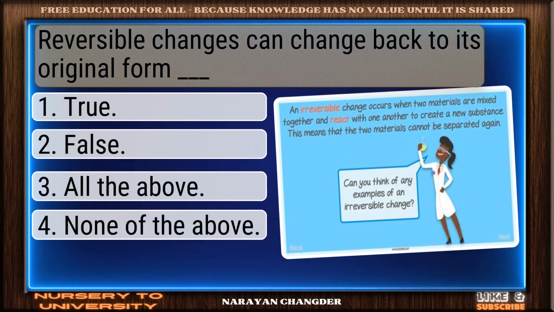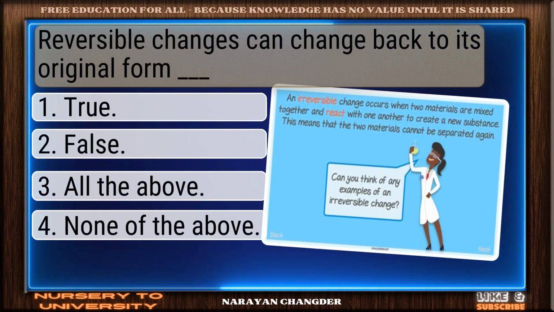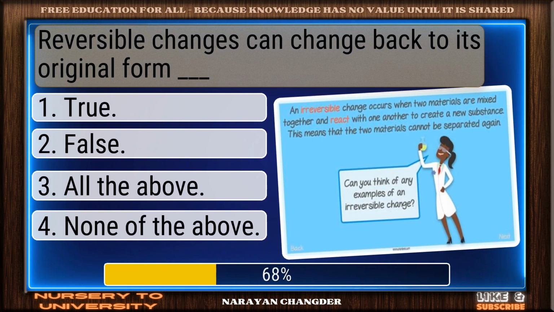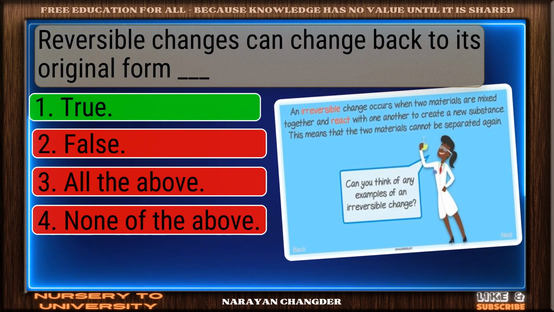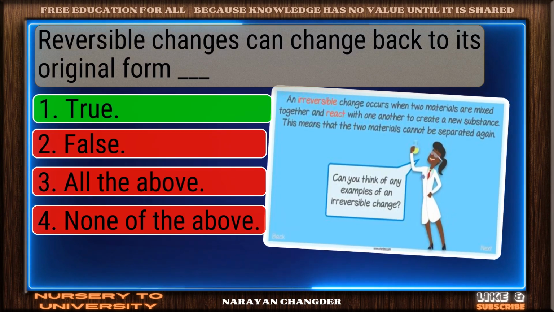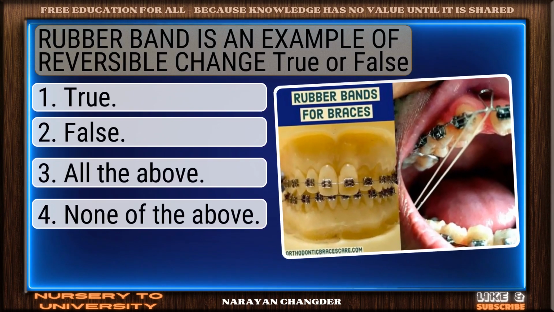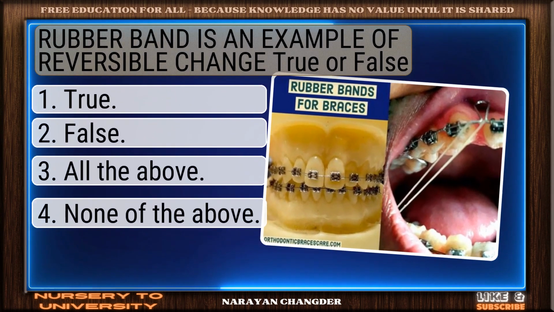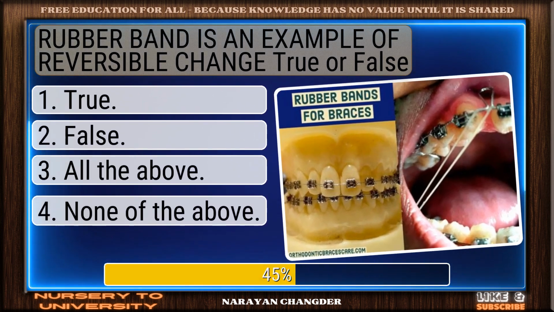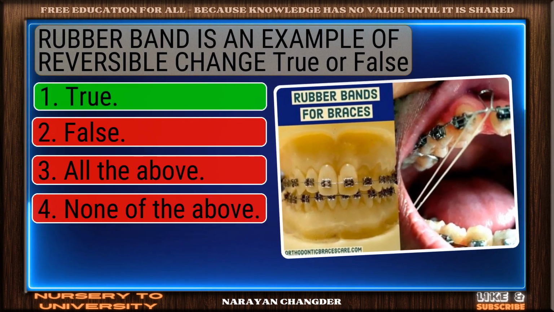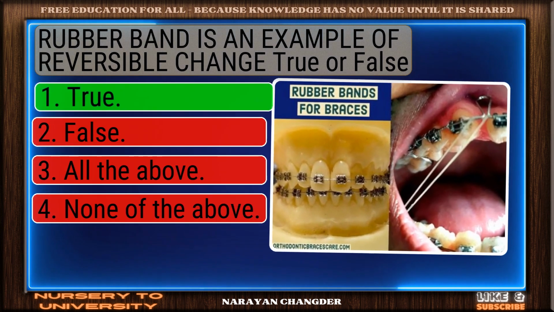Reversible changes can change back to its original form dash. Well done. True is the right choice. Rubber band is an example of reversible change, true or false. Perfect. True is the correct choice.